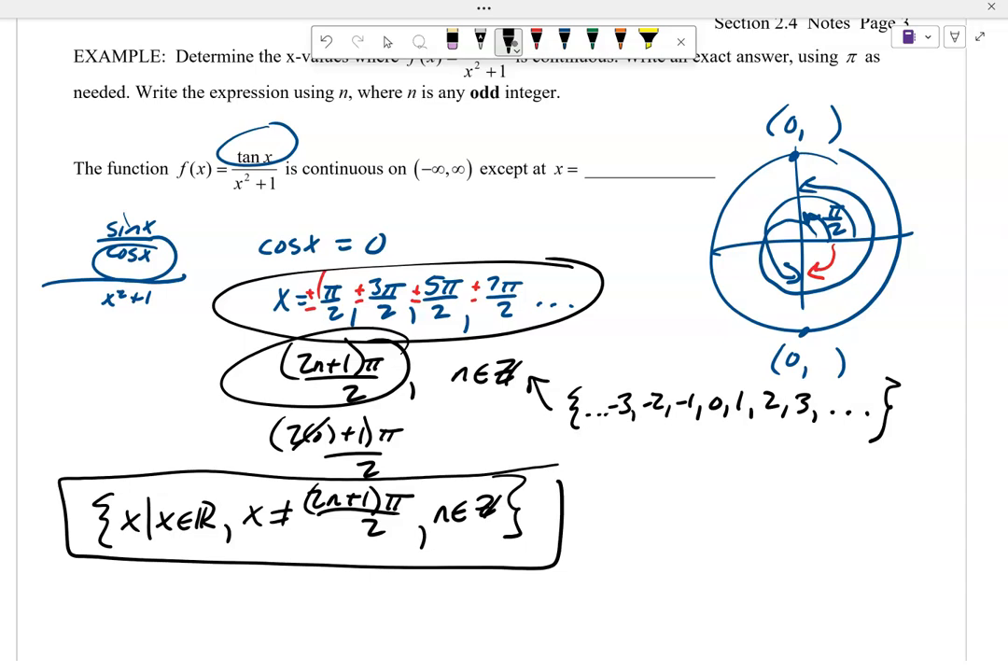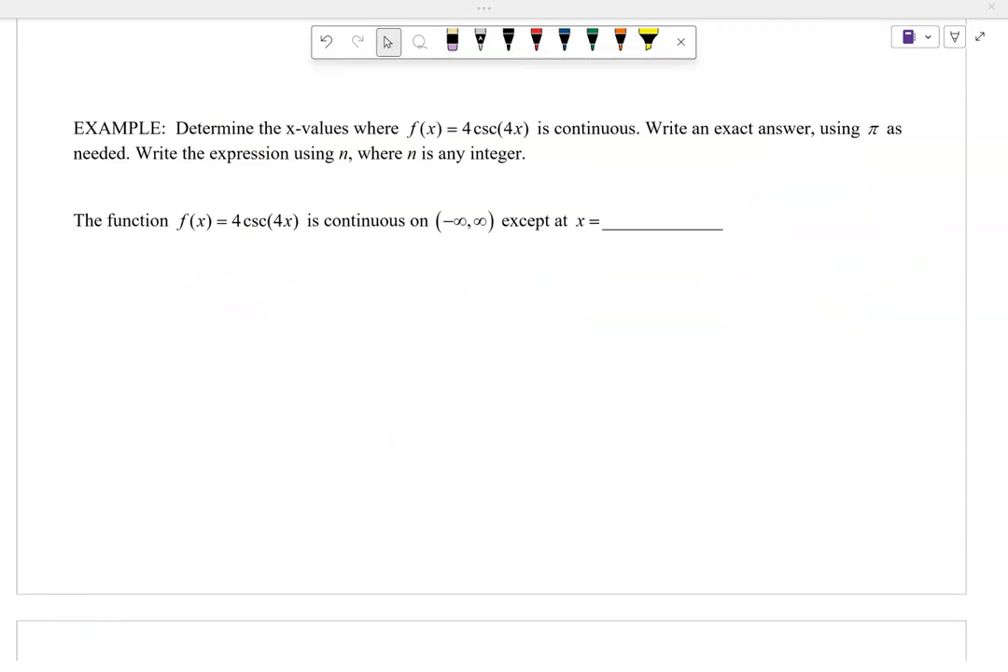All right. And again, it's just taking all those out, saying everything but. All right, here we got the cosecant. Let's go ahead and write that. We know the cosecant is 1 over sine. So this is the same as 4 over the sine of 4x, right?